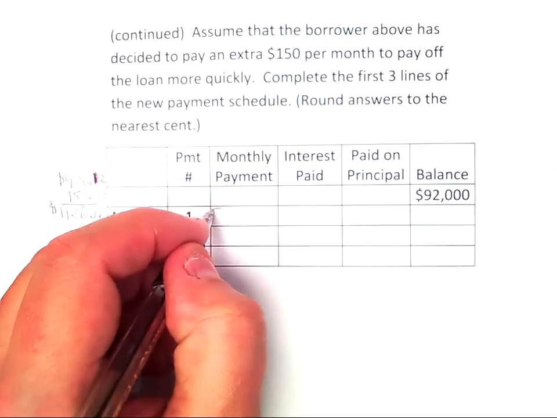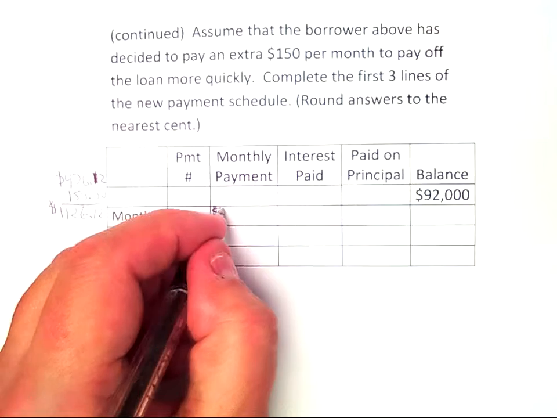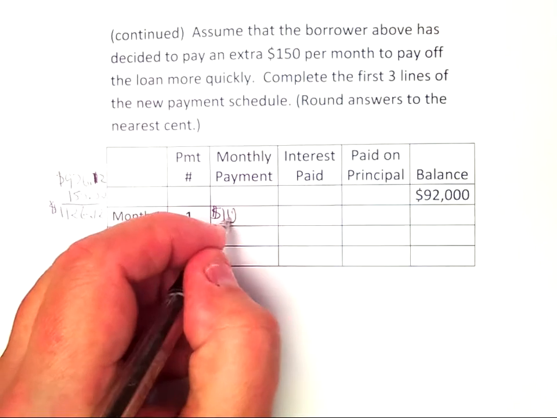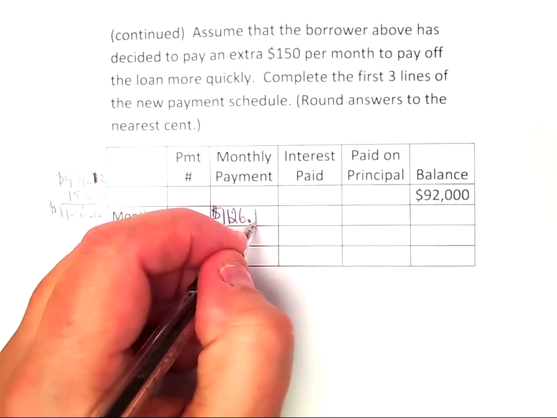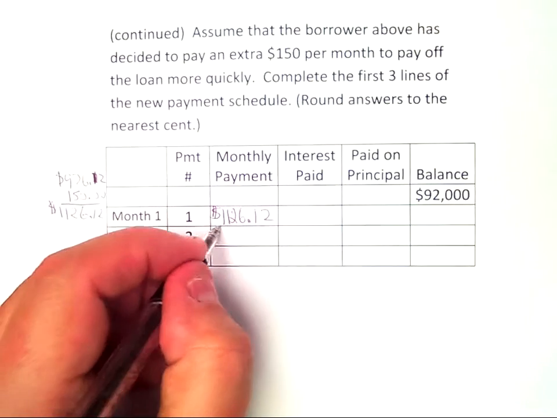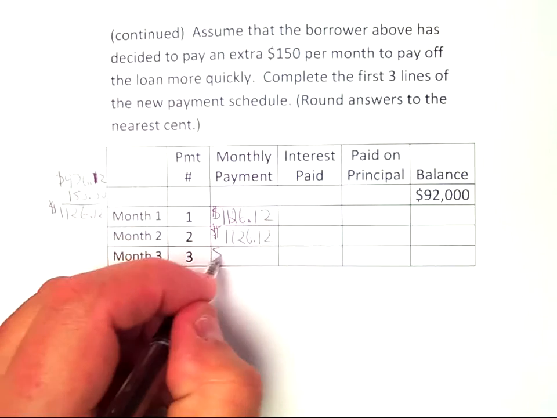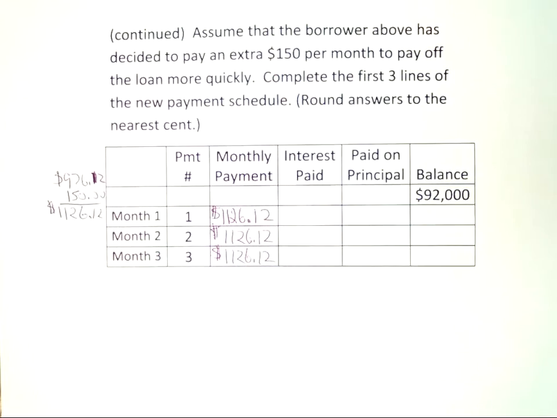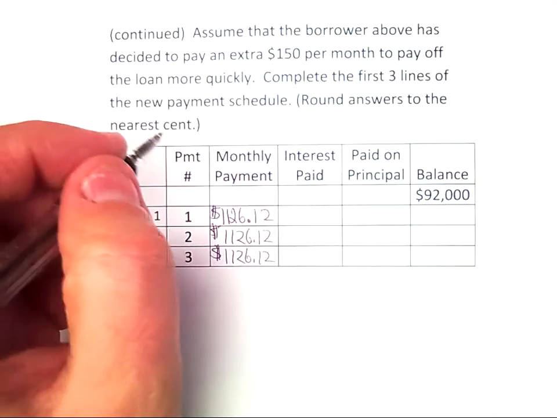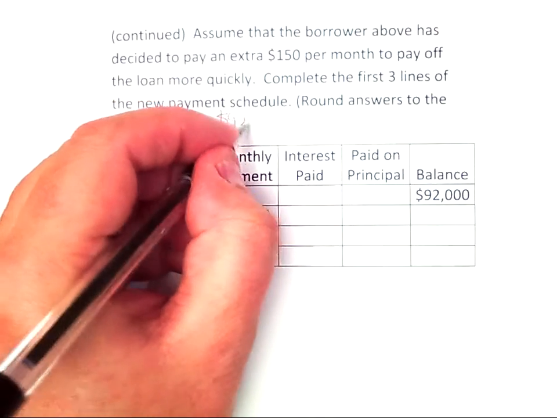So the borrower has decided, no, I'm not going to pay back what the bank requires. I'm going to do better than that. I'm going to actually pay back $1,126.12 a month. So that goes all the way down. And now we redo the same thing we did before. Remember, it was a 5% interest rate, and it was on $92,000.